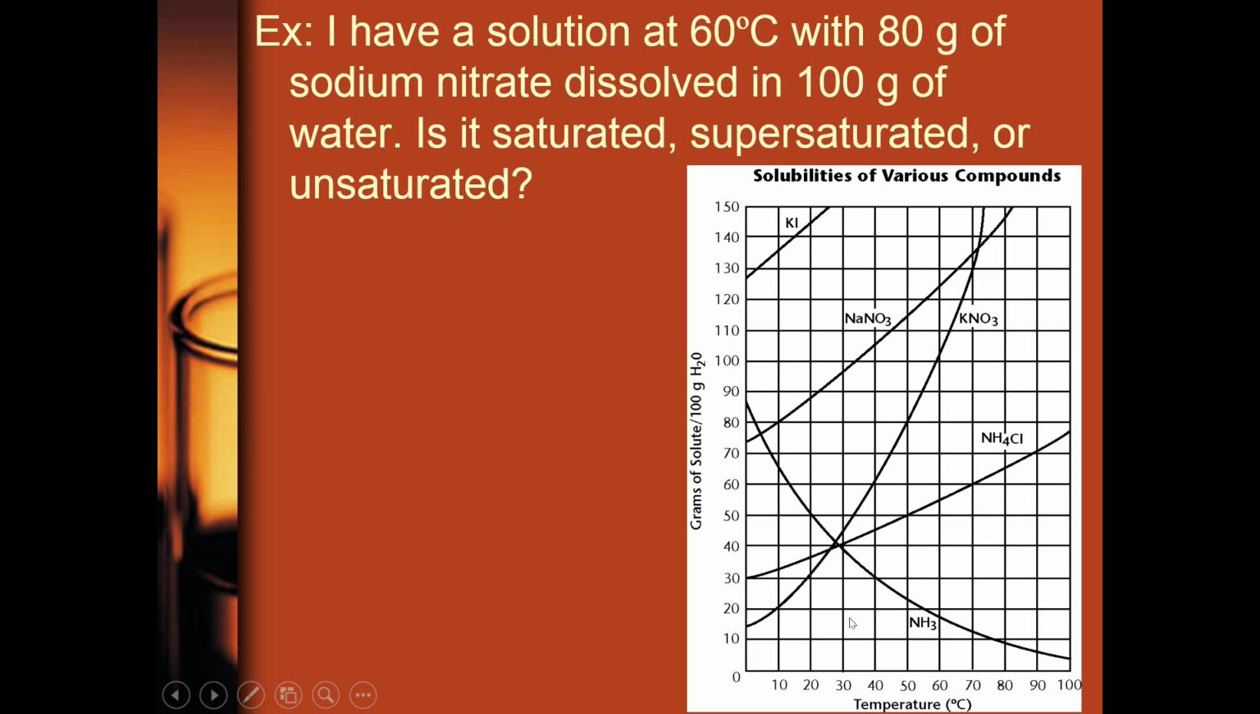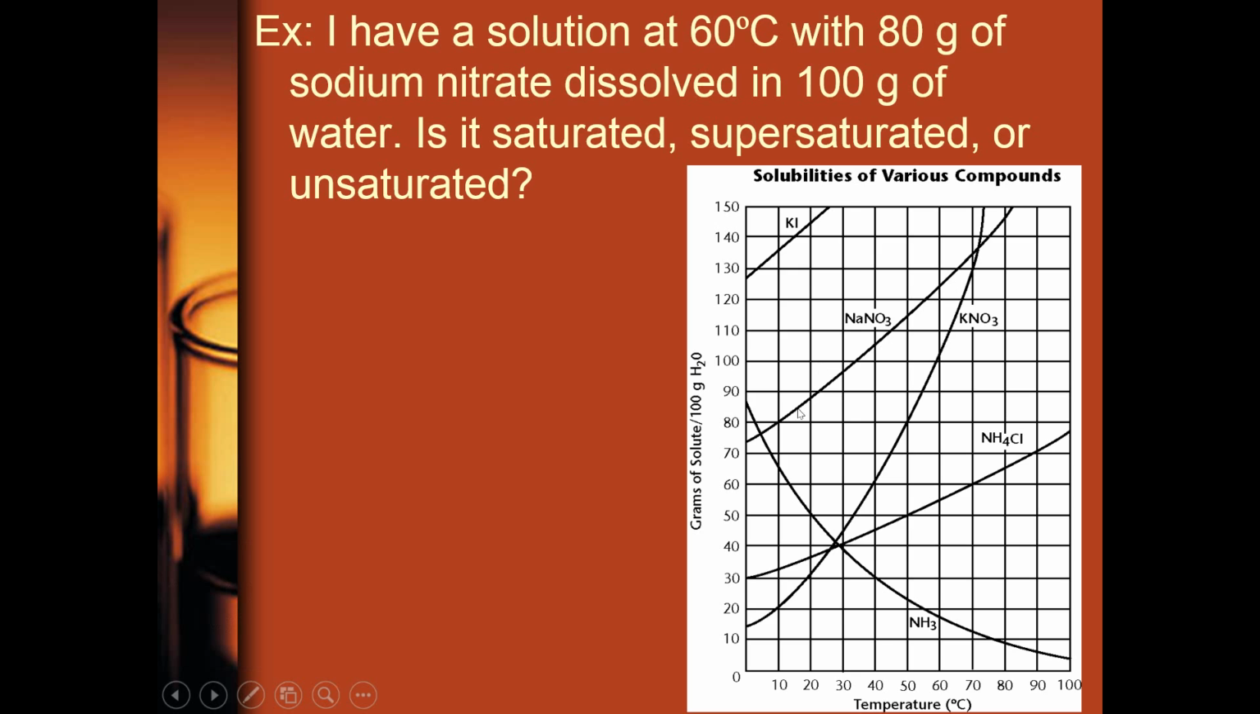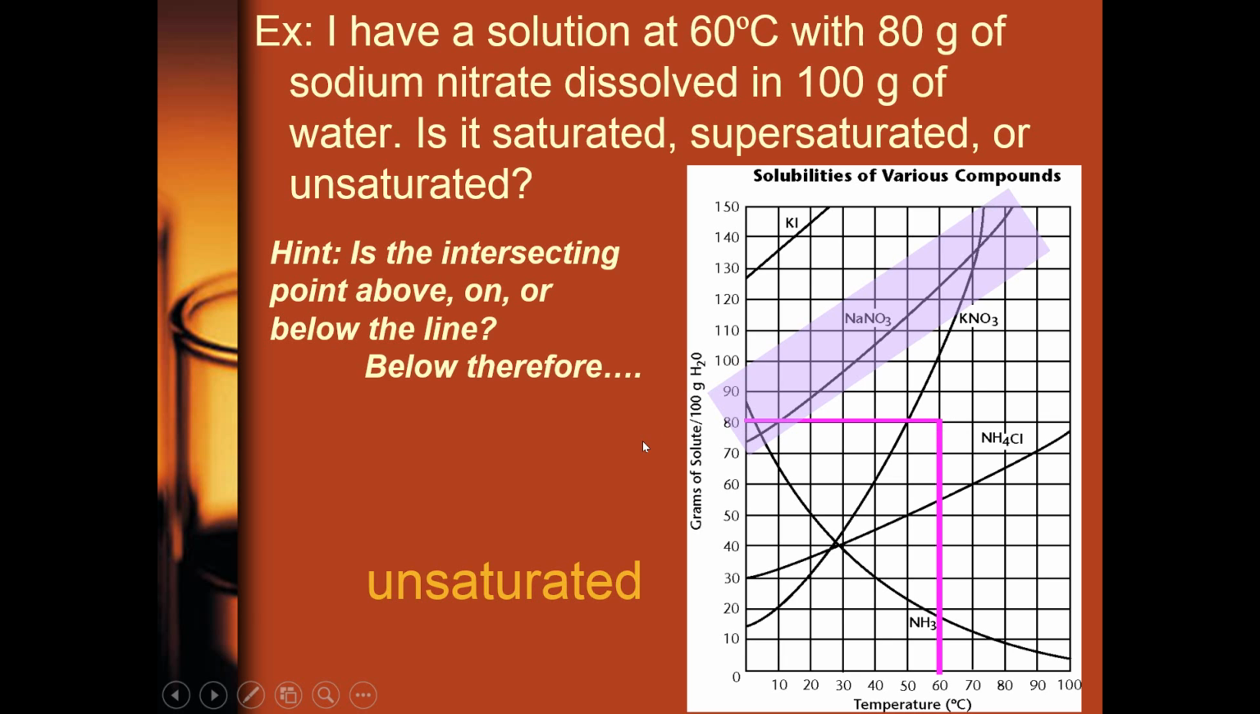So let's find 60 degrees Celsius, which is right over here. 60 degrees Celsius, and 80 grams of sodium nitrate is dissolved in it. So 80 grams would bring us up to this point right over here. Now this intersecting point falls below the curve, therefore it is an unsaturated solution. So there's our curve, here's our intersecting point. The point at which these two values intersect falls below the curve, which means the solution is unsaturated.